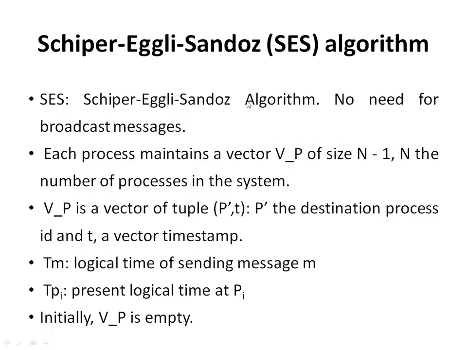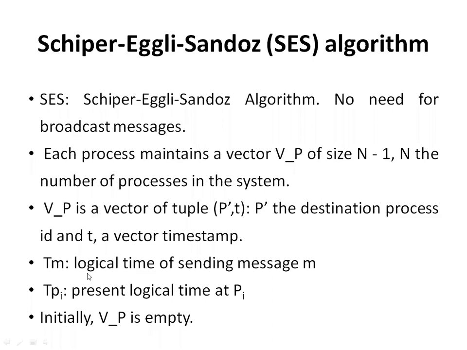So the Schiper-Eggli-Sandoz algorithm. This algorithm is not broadcast based, but unicast based, in which each process maintains a vector, and that vector includes its timestamp as well as the process to which the message is being sent. Initially the vector is empty, because if there is no process, the vector remains empty.